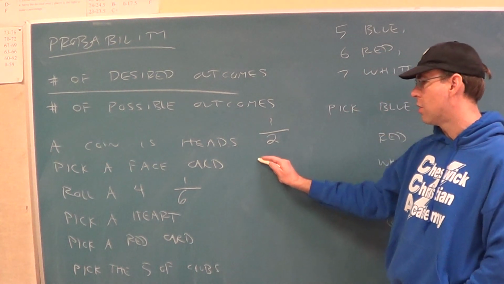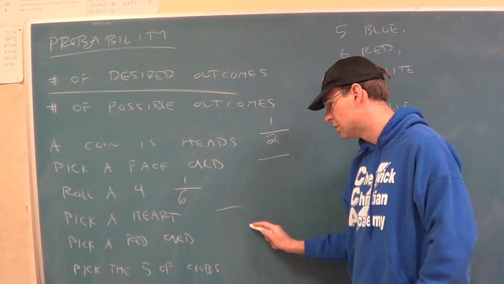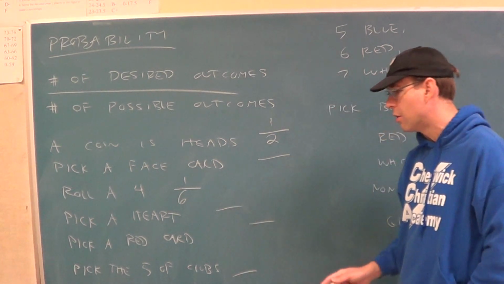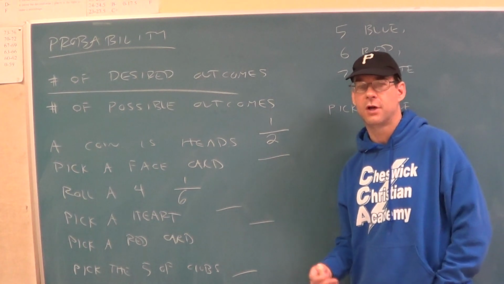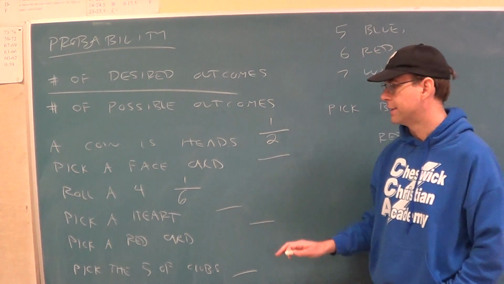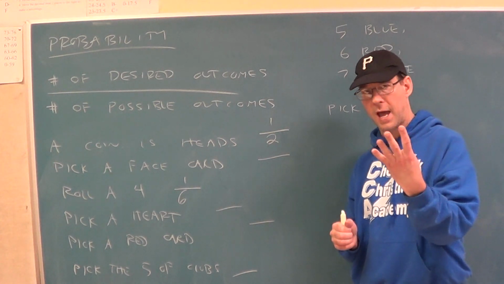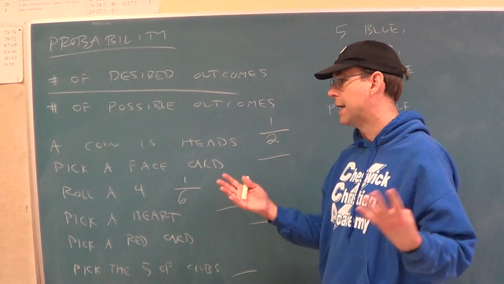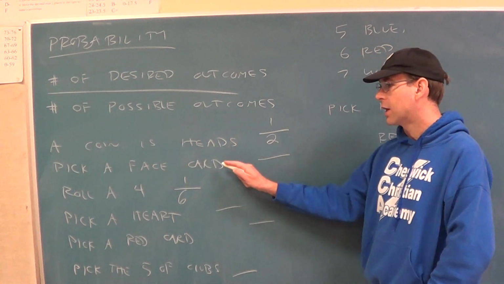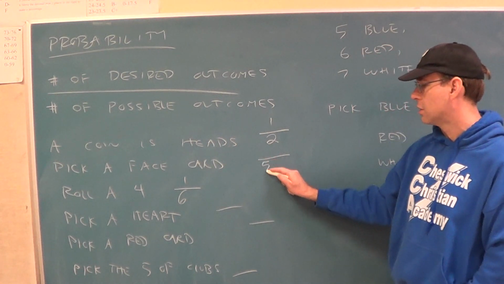If I go to decks of cards, first thing you've got to do is know how many cards there are in a deck of cards. We're going to assume the jokers are out. We're just playing with what's called a standard deck. We've got ace, king, queen, jack, and numbers like 2 through 10. So in a deck of cards like that, there's 52 cards.